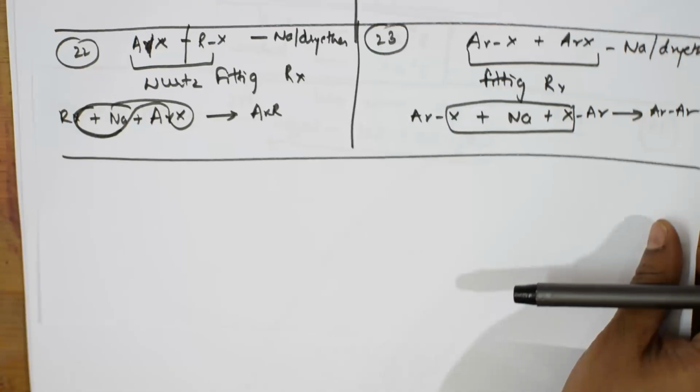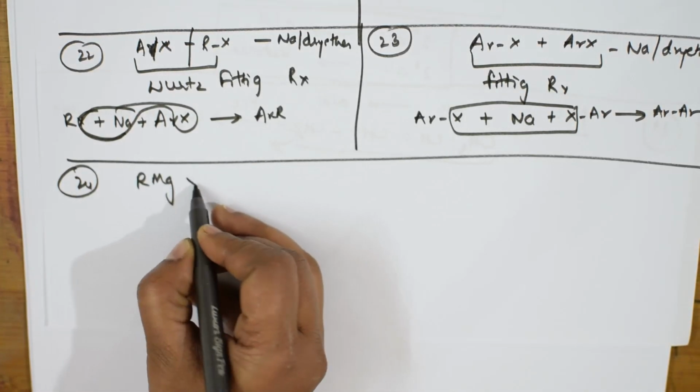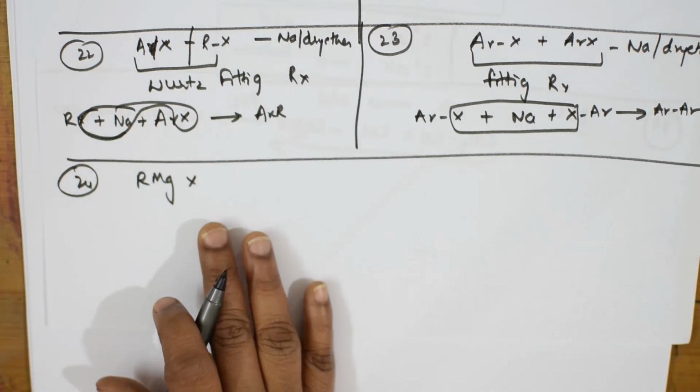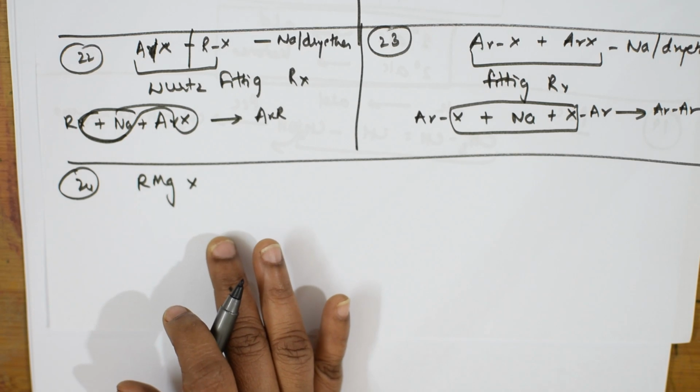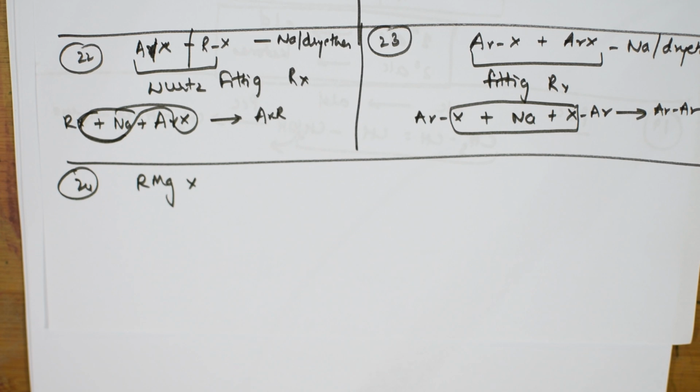Now one more we will see. Suppose in the exam paper you have RMgX, very important. RMgX is what? It's Grignard's reagent, isn't it? RMgX is Grignard's reagent. Grignard's reagents basically show addition reactions. They add to the given aldehyde or ketones and undergo hydrolysis and further give respective alcohols.